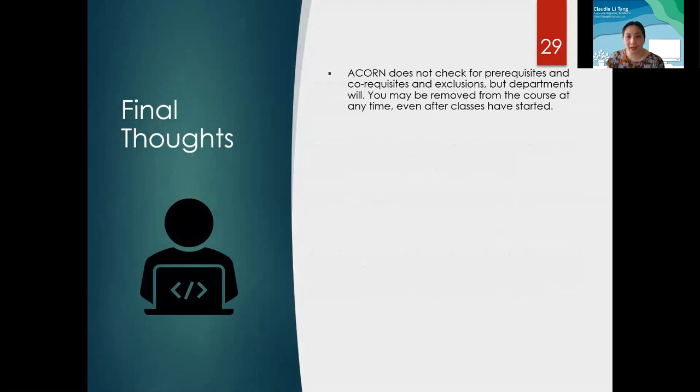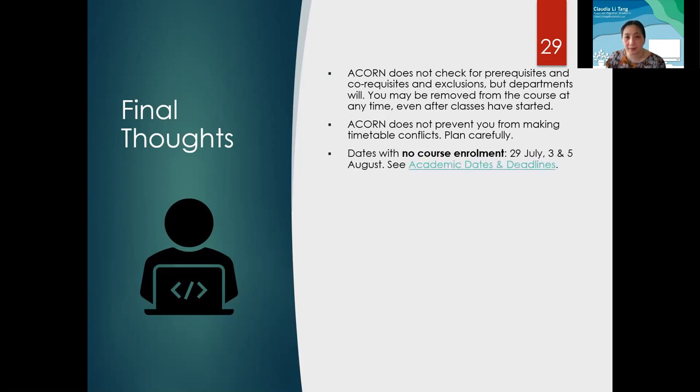Okay, so final thoughts. ACORN does not check for prerequisites, co-requisites and exclusions, but departments will. So you may be removed from the courses at any time, even after classes have started. To avoid disappointment or surprises, make sure that you check those things. ACORN also does not prevent you from making timetable conflicts, so plan carefully. There are some dates with no course enrollment, so don't be surprised if you go in on July 29th, August 3rd or 5th and you're not able to add courses. That's because we need to take those times off to make adjustments, adjust the waitlist, and do all that work on the back end. That's why there are specific dates here when there's no course enrollment.